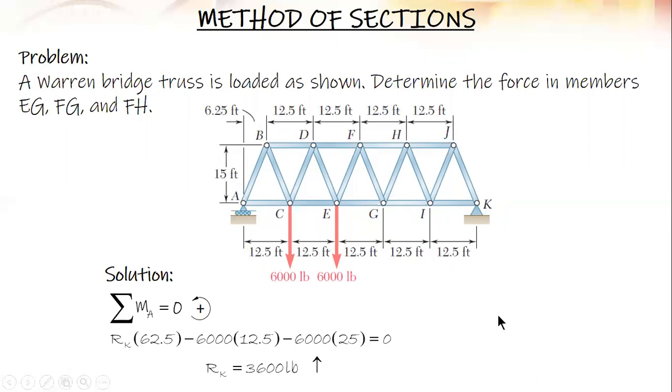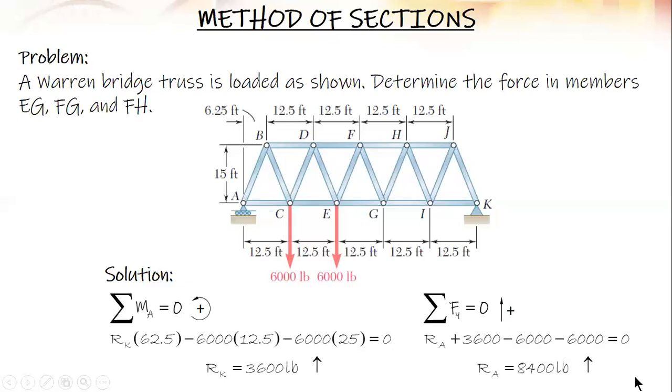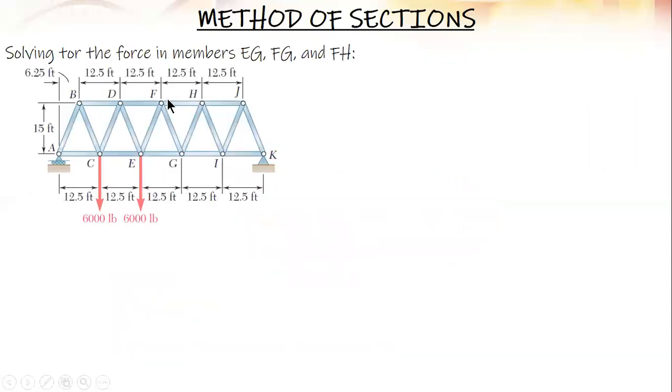And then summation of force along the vertical, you can solve for RA. RA is equal to 8,400. So after this, ready na rin ka mag-solve. So we are going to solve for the force in members EG, FG, and FH. So mag-cut kag section passing through the three members like this. Ayan na.